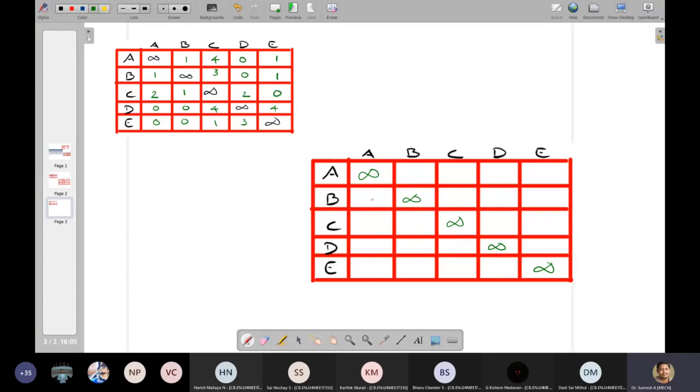So first column, no change. It is 1, 2. It is 1, 1, 0, 0. This is 3, 2, 3, 0. Next is 0, 0, 2, 3. 1, 1, 0, 4.